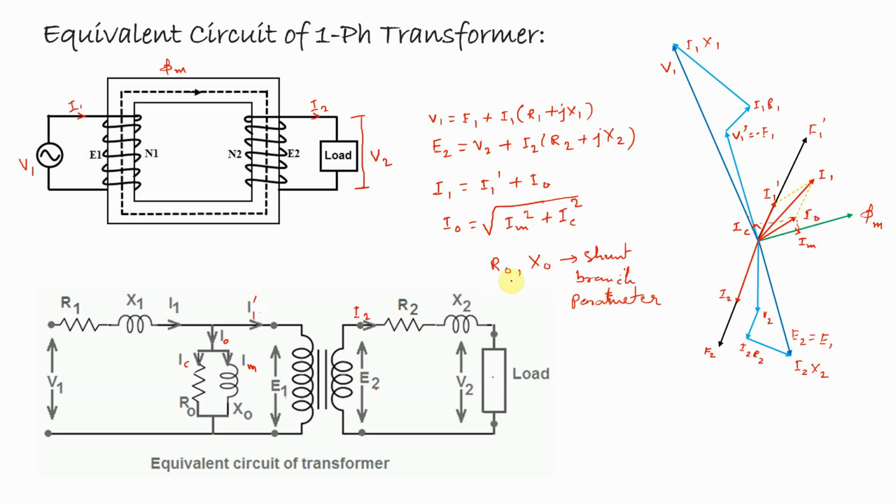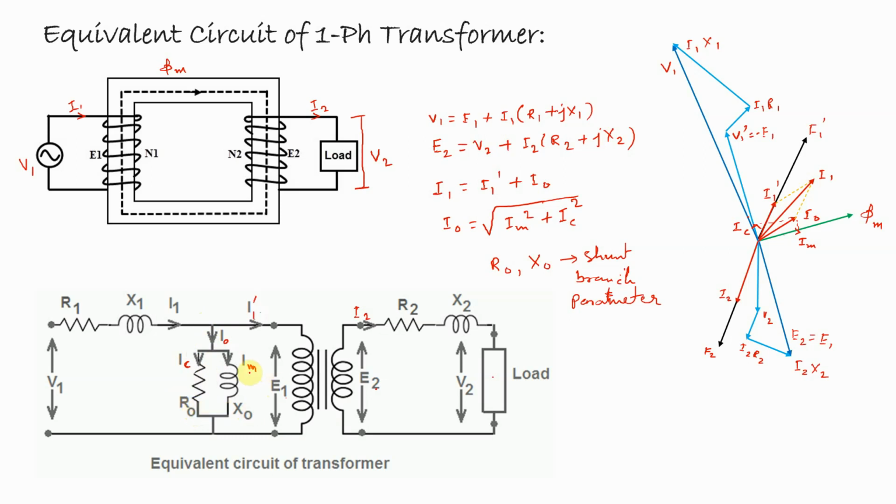That means R naught is considered as the shunt branch resistance and X naught is called the shunt branch reactance. As the core loss component of the current is responsible for the core loss in the material, it is considered that R naught is the resistance of the core. So it is a fictitious value.